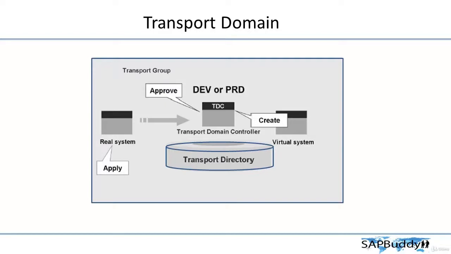So in the case of a new landscape, when you are designing, it is not possible that you have a production system all the time. In that case, we can also create something called a virtual system. We will see how we can create the virtual system in the coming slides.